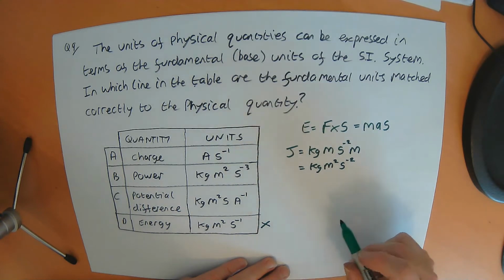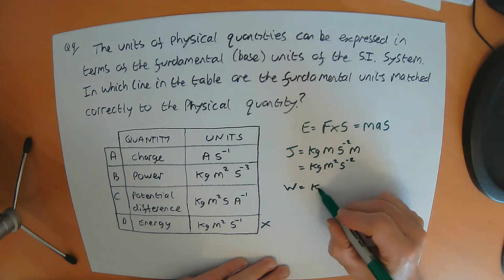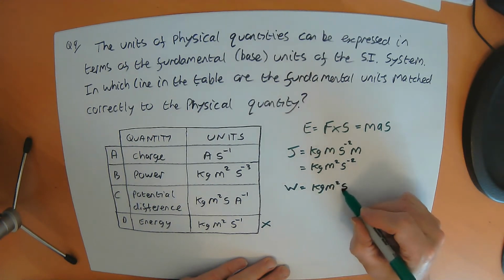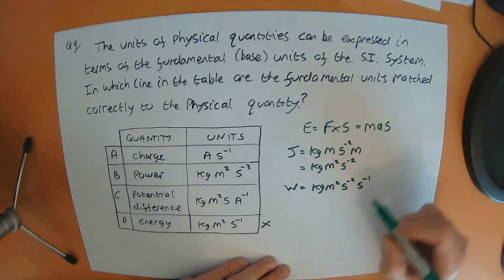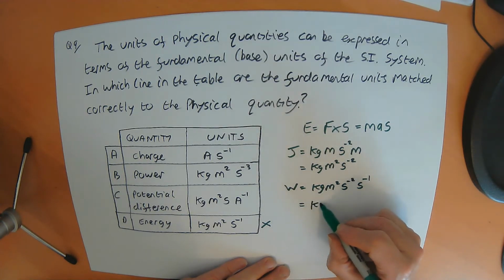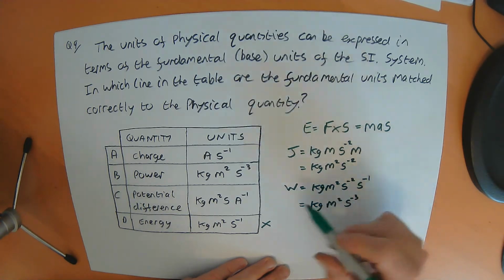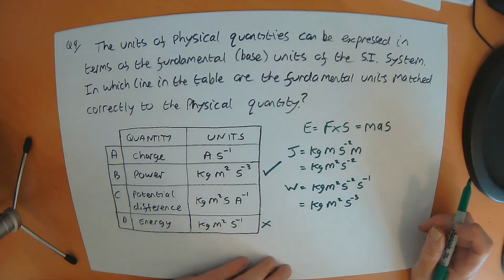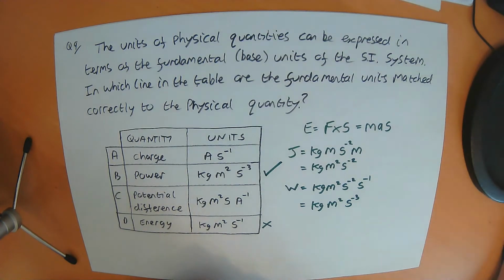If we now apply this to power, a watt is a kilogram meter squared, seconds to the minus 2 per second. This gives us kilograms meters squared, seconds to the minus 3, which means that that unit is correct. Now, since only one of you got this question wrong, I'm going to leave it at that.